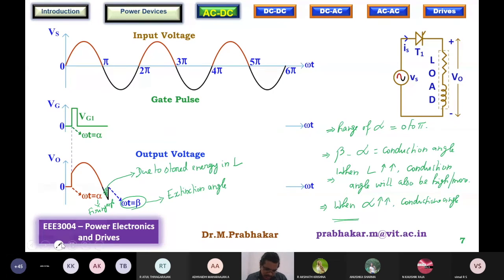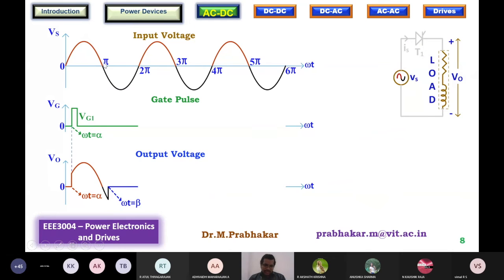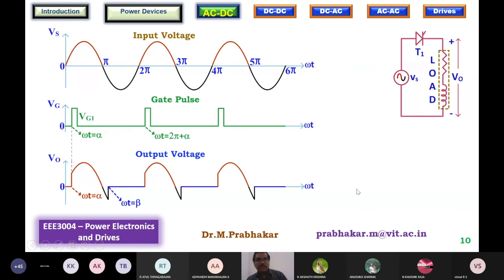Sorry, I need to just complete this. So these are a few points that you need to understand. Now this is what happens. In the next half cycle, because the input half cycle is reversed, the SCR will be reverse biased, so you cannot trigger it on. Even if you trigger it, it won't turn on. This is what happens till beta, and thereafter the cycle repeats. One cycle is complete. From 2 pi to 2 pi plus alpha, SCR T1 will be in the forward blocking state. Then at 2 pi plus alpha it receives a gate pulse, begins to conduct, and the same sequence of events happens. So this is how the waveform is going to be.